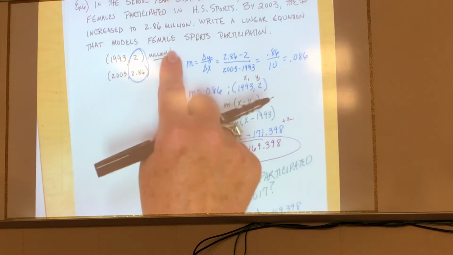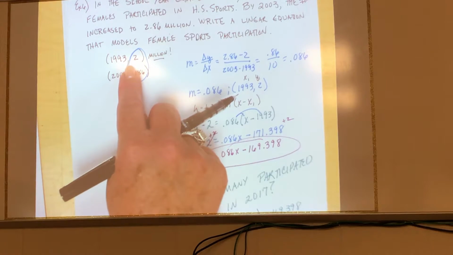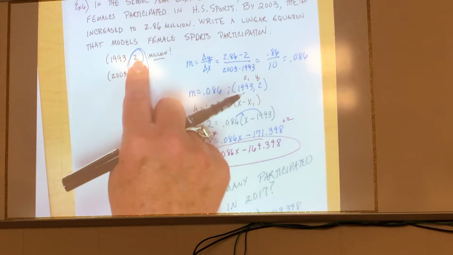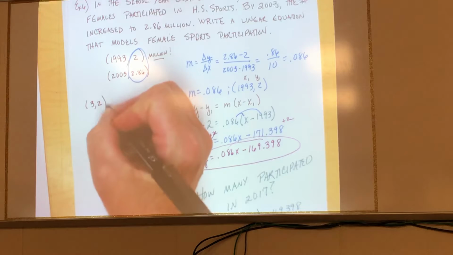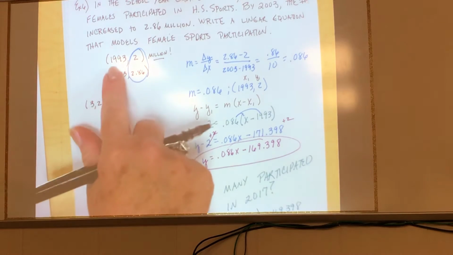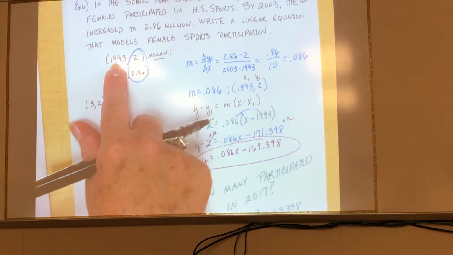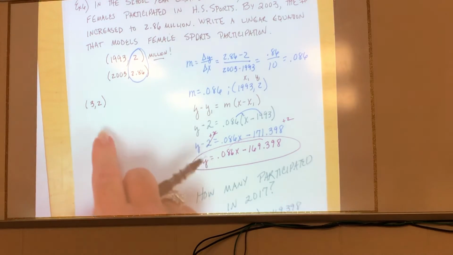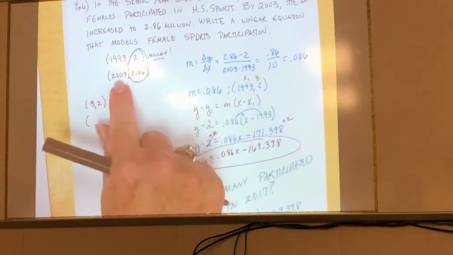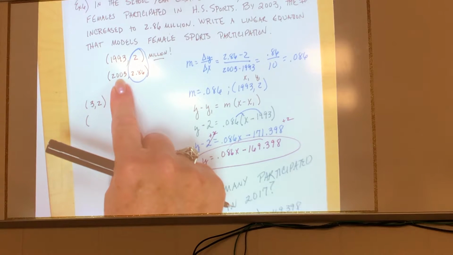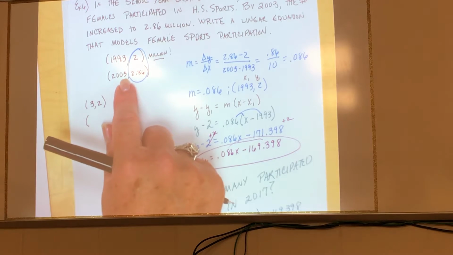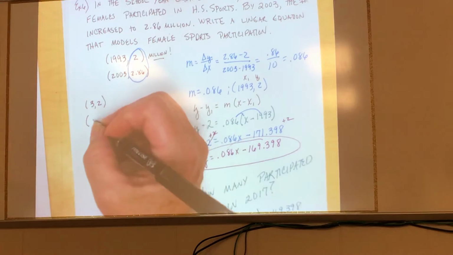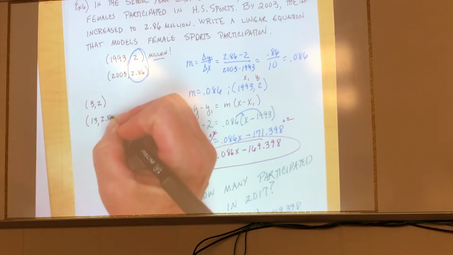Okay, so what they did was they took an easy little problem and just bumped it up a little bit. So this point, instead of being 1993, 2, now becomes what? 3, 2. Because 3 is representing 1993. That doesn't seem like such a big deal, okay? Except that now, what number is going to represent 2003? 13. How many years after this is? 10 years after it? So 10 years after this 3, it's now at 13 and 2.86.